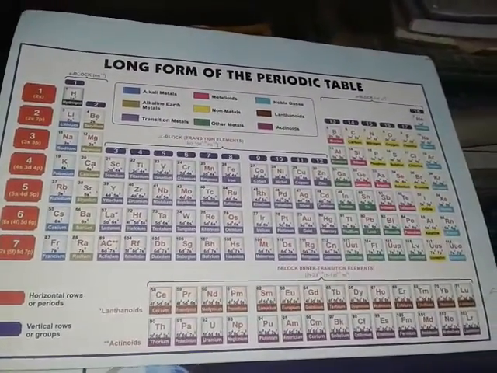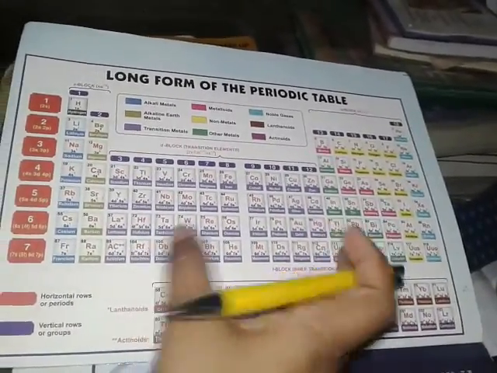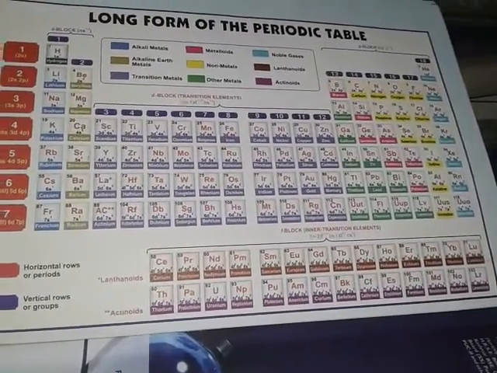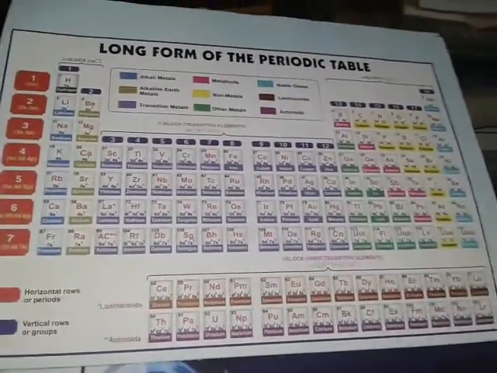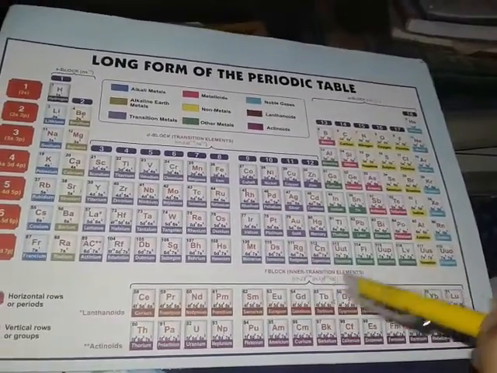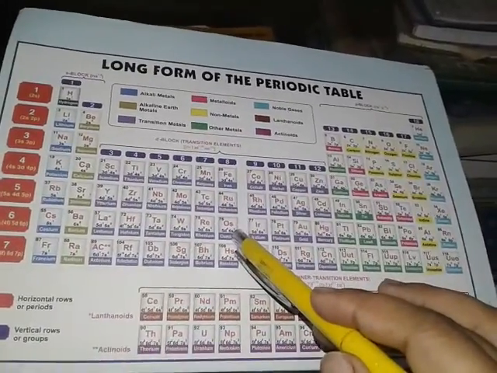So that change is brought by these elements, so that's why they are known as transition elements, and all transition elements are metallic in nature. Now these are transition elements, and F block elements are known as inner transition elements. It means that these elements are present in between the transition elements.